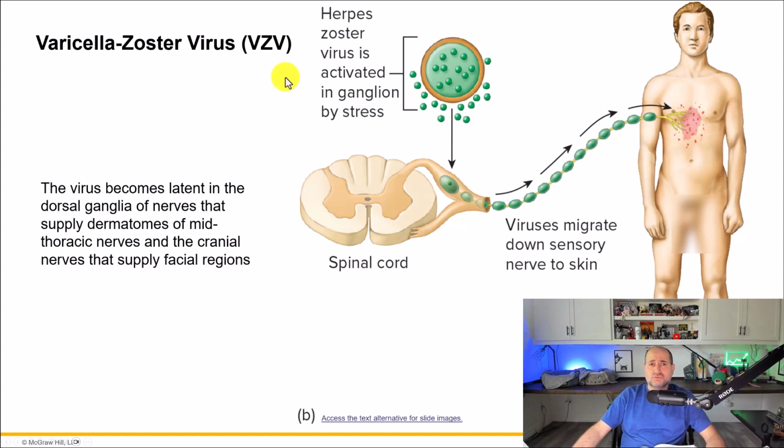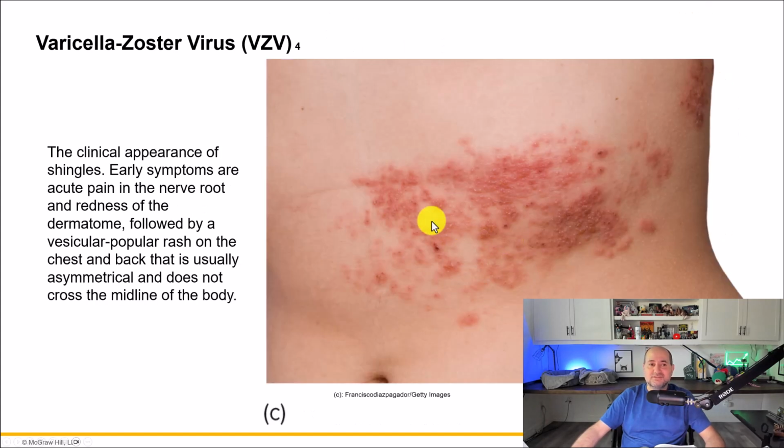And remember, this dormant state for this herpes virus can take decades, right? Because I caught it when I was 7 years old or something like that, maybe 6 years old. And usually it doesn't reactivate as shingles until you're well into your 50s. And what causes it to reactivate? It could be caused by stress. Once reactivated, the viruses migrate down those sensory nerves to the skin where they present as these rashes.